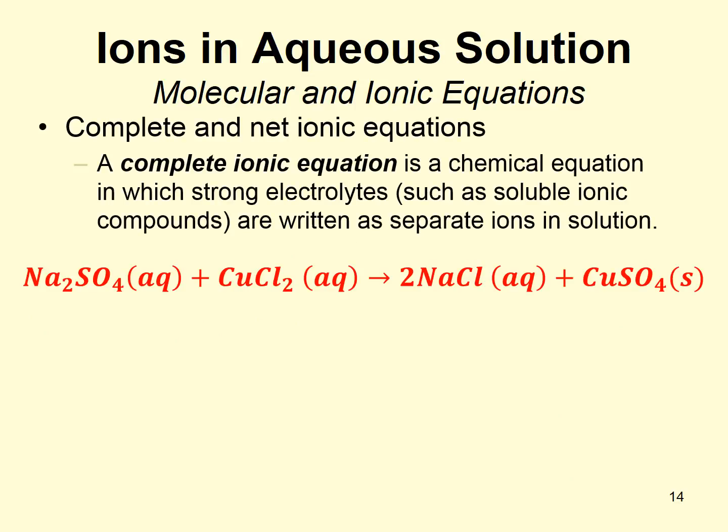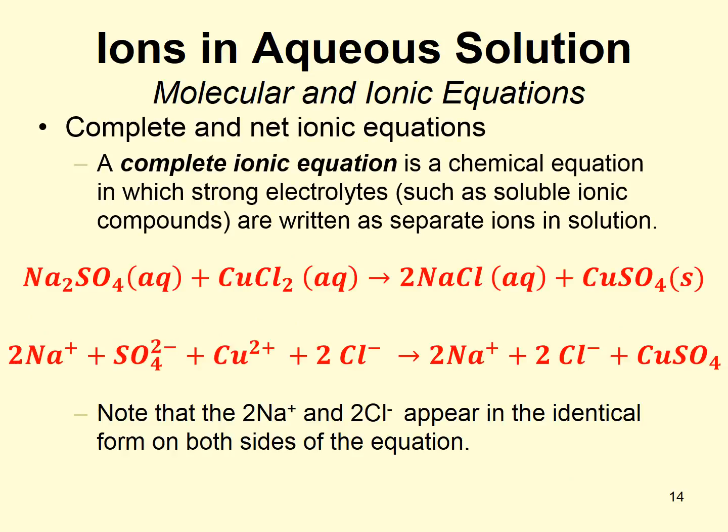Here's another example. Na2SO4 plus CuCl2. Both of those are aqueous, so you can see below that the 2 sodium plus, SO4 negative 2, the sulfate ion, plus copper 2 plus and 2 Cl negatives, those are all broken apart. And then the 2 NaCl are broken apart into 2 Na plus and 2 Cl negative. But the copper sulfate, which is not soluble, which is in solid form, is still kept together.